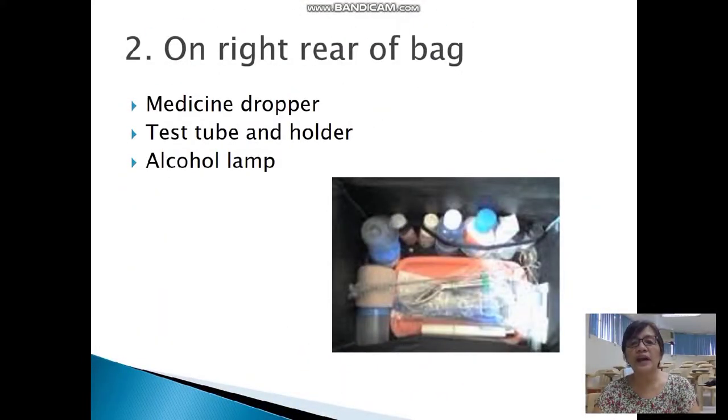Next would be on the right rear of bag, there would be medicine dropper, test tube and holder, and alcohol lamp. Usually, this test tube and holder and also alcohol lamp, they're being used to check on the urine sugar of the patient, but nowadays it's no longer used. But at least you have to know the old school contents of a community health nursing bag.